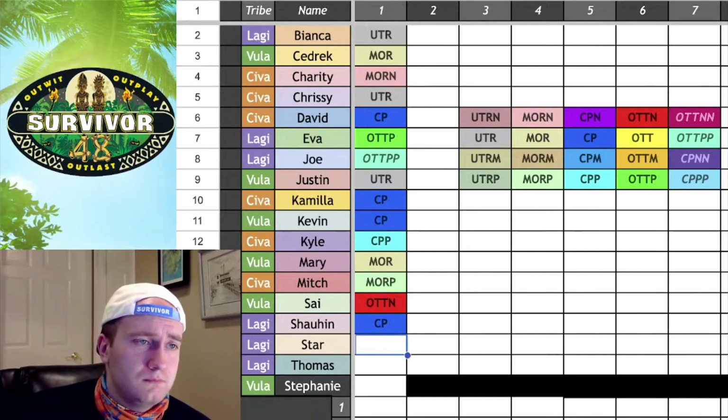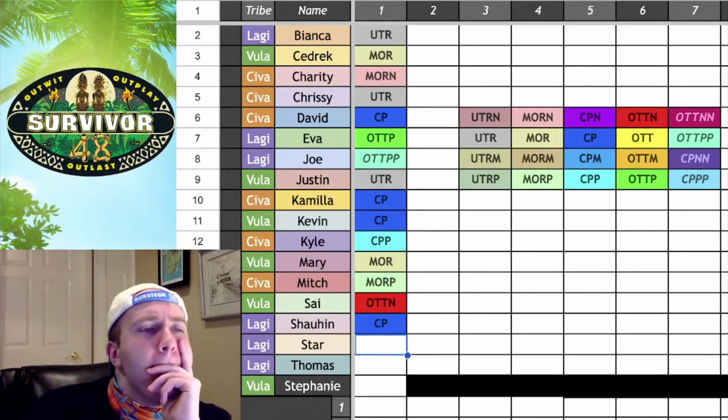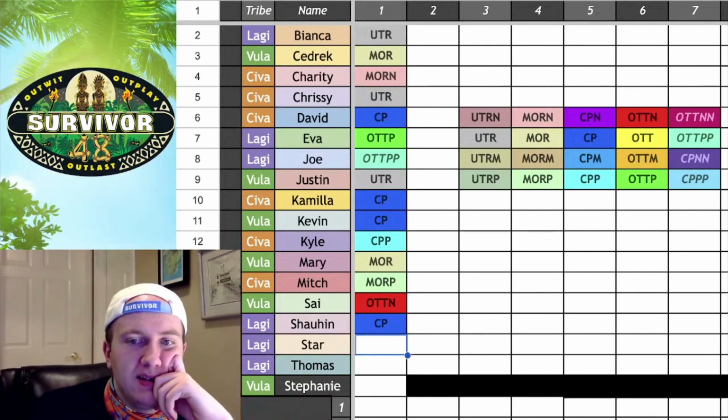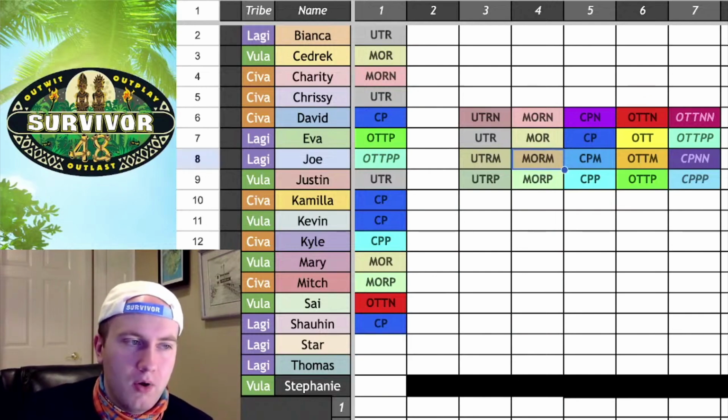Star. I feel very similarly to Star in this episode as I felt about Charity. Whether to look at middle of the road negative or middle of the road mixed, I don't think it was that negative. I'm thinking maybe middle of the road mixed.